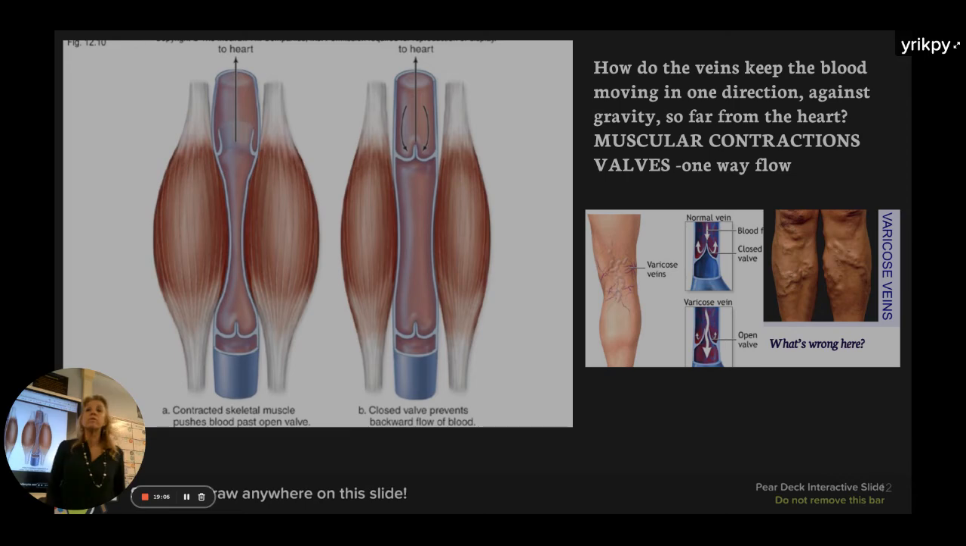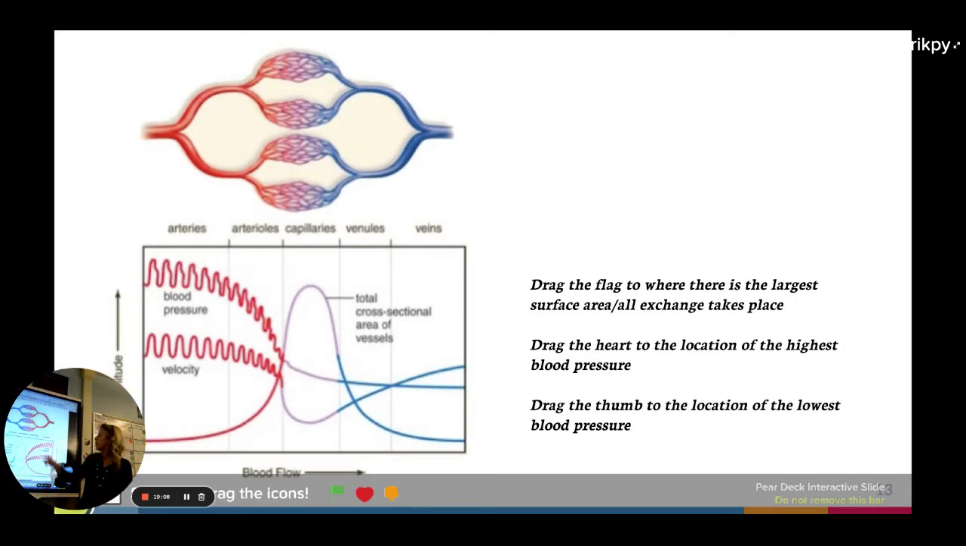Where do you have the most vessels of all? At the capillary level, right? Here you have one aorta. It takes up this much space. You have capillaries. Every cell in your body has a capillary near it. So that's where you have the greatest surface area. And that's where the blood moves what? The fastest or the slowest? Slowest. Is that a good thing? Yeah, because it allows for exchange.